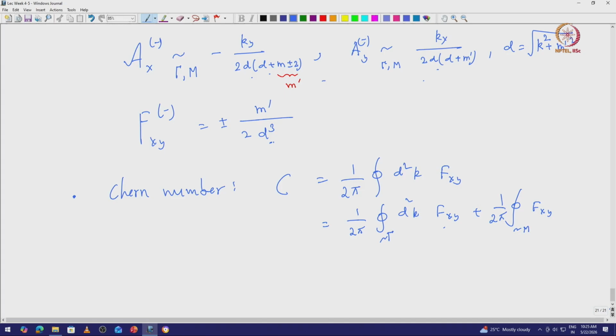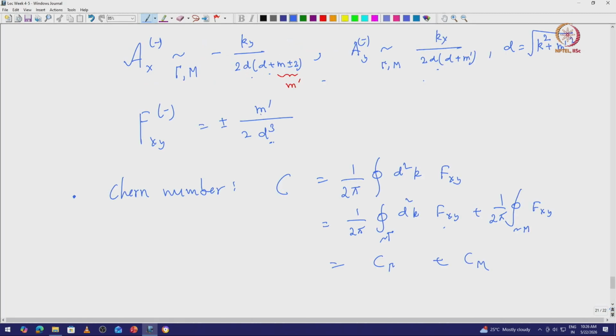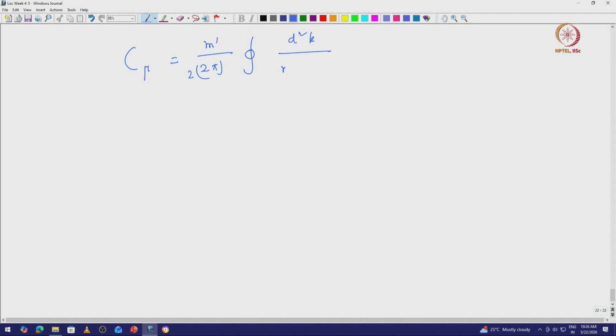All right. And let us call it C gamma plus C M. So C gamma then can be written as M prime divided by 2 pi times 2, divided by, so this one, right, M prime by 2 I have taken it out, so it is D cube, and D is this one, so M prime square plus K square to the power 3 by 2, okay.